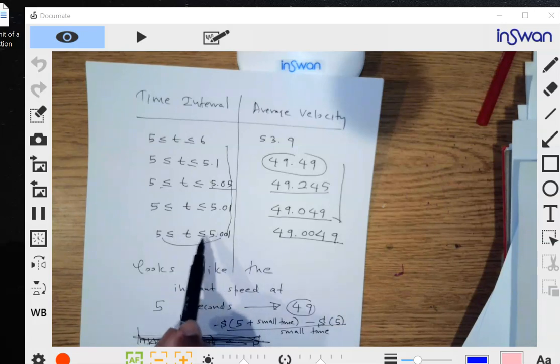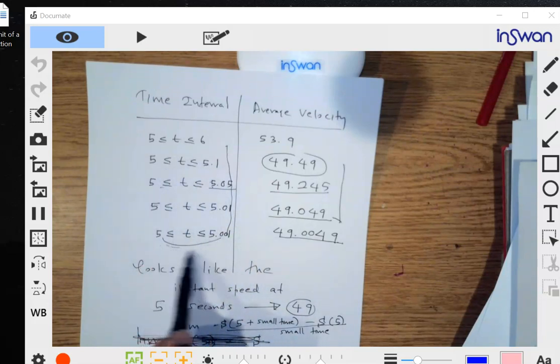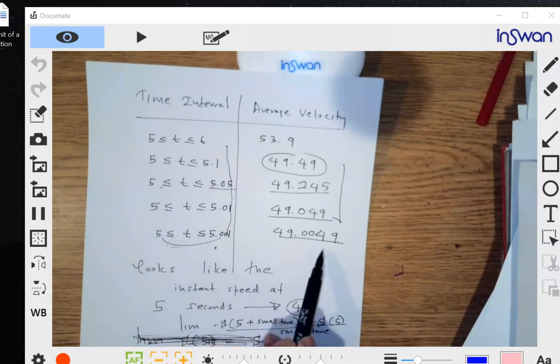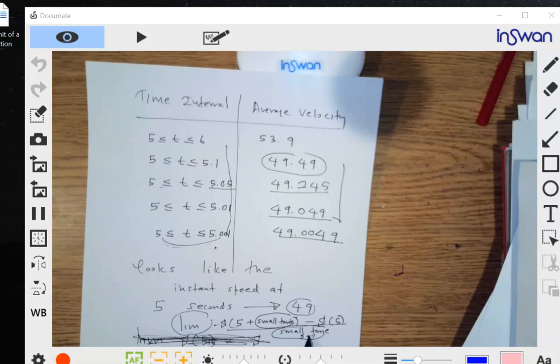The time interval is getting smaller and smaller, but the time interval can never be zero for the average velocity, because then you're dividing by zero. But you can say that you take the small time gap, and you limit that gap to zero. That's the idea of the limit. You want to make the time gap go to zero.